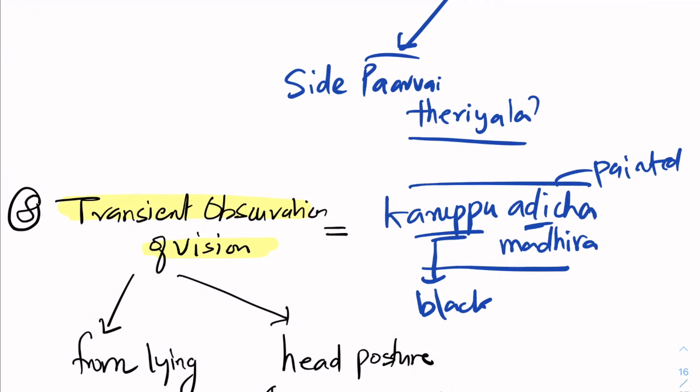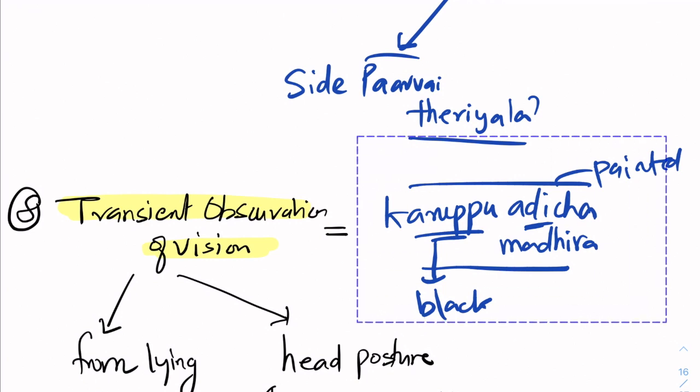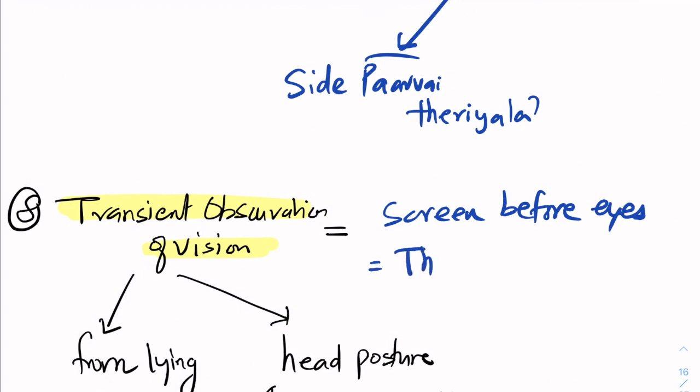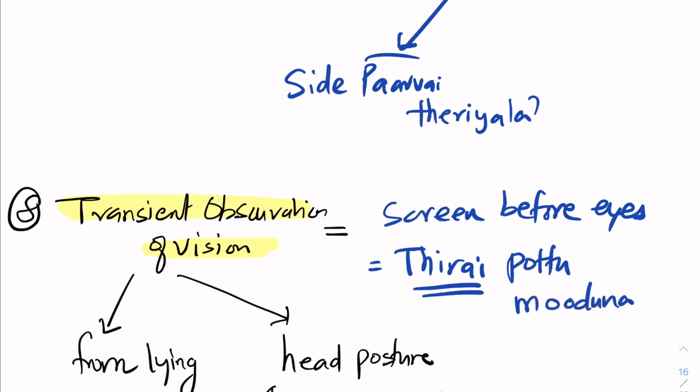Or another way to ask is like a screen before your eyes. You can call it திரை. திரை means screen. திரை போட்டு மூடின மாதிரி இருக்கா? மூடின means close. திரை போட்டு means using a screen before your eyes. So திரை போட்டு மூடின. மூடின means to close. மாதிரி means like. இருக்கா? That's a transient obscuration of vision.